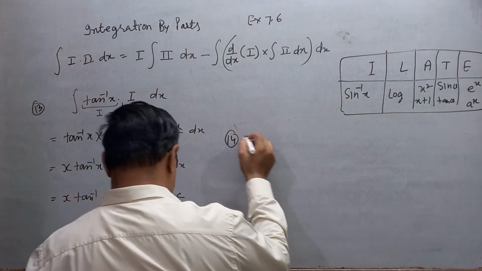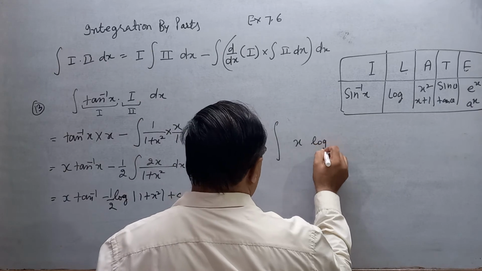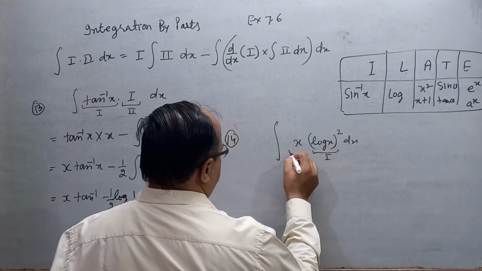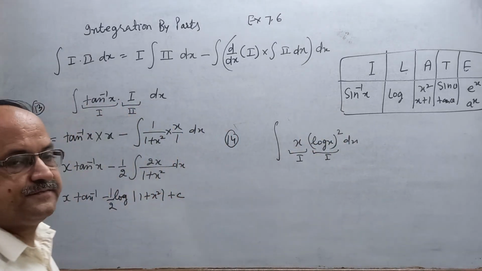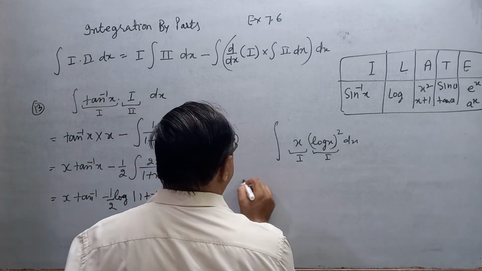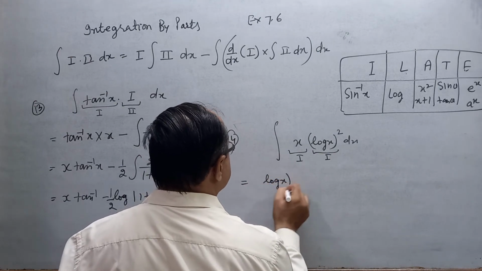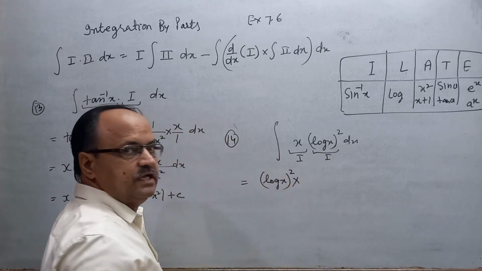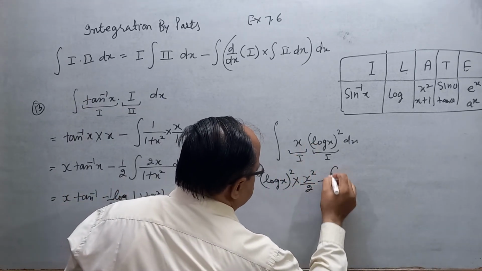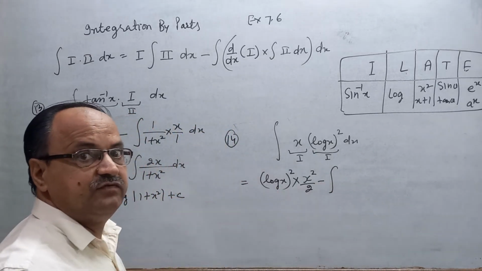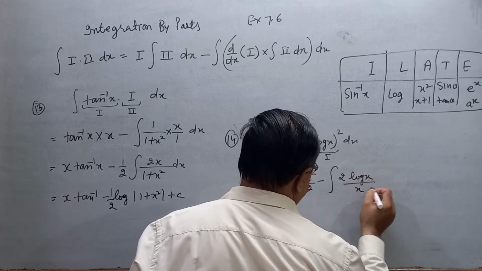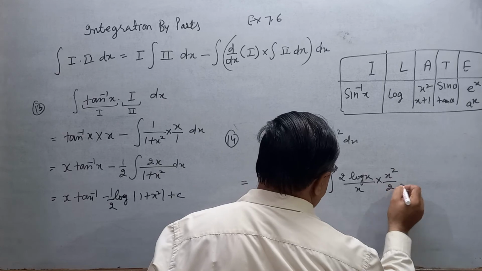And 14, integration x log x whole square dx. This is first function and this is second. According to ILATE, log is first, then algebraic is second. You know that log x whole square, first function as it is, and integration of x, you know very well, x square by 2, minus derivative of log x whole square, that is twice log x and the derivative of log x, 1 by x, times x square by 2 dx.